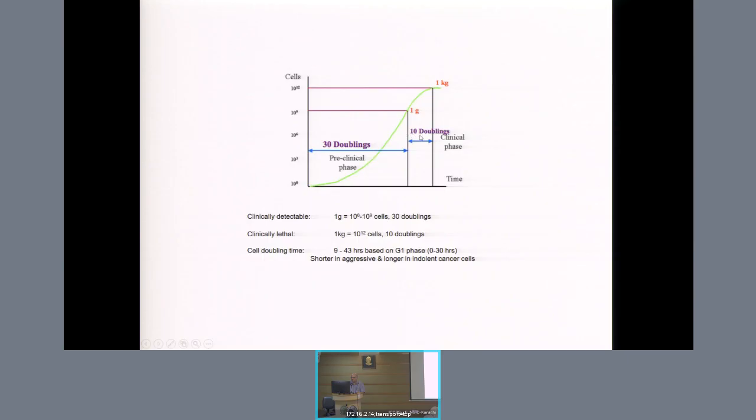And then it takes only 10 more divisions or 10 more doublings to acquire the size of 1 kilogram. And 1 kilogram is not compatible with life. So this is the window we have got to manage. So this is a preclinical stage. This doubling time ranges from 9 hours to 43 hours based on the G1 phase. And shorter the doubling time, the more aggressive is the tumor.